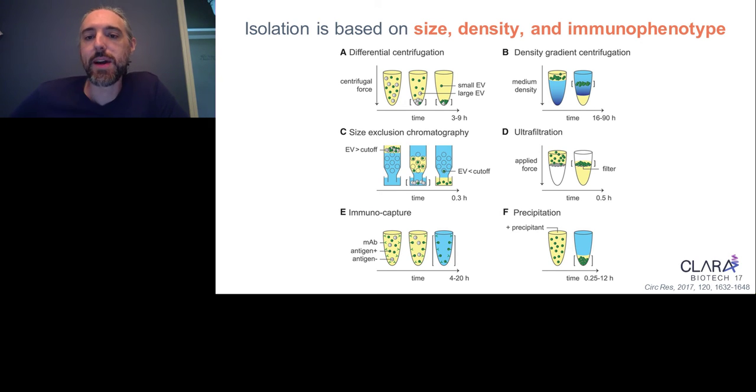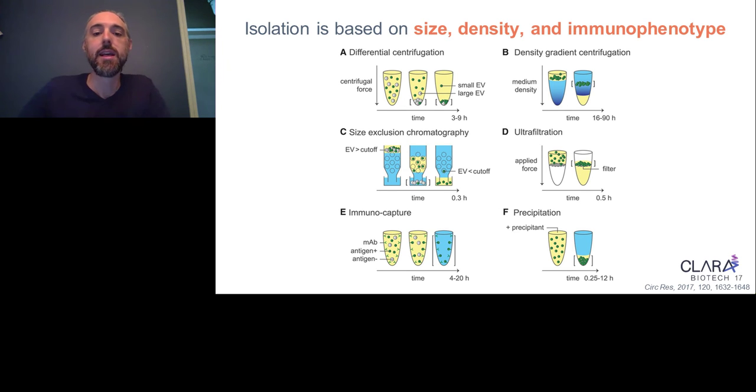In the top, you have differential centrifugation and you have density gradient centrifugation. These are generally achieved via ultracentrifugation in a long and arduous isolation process. You can see the time scale in the graph here is 3 to 9 hours and up to 90 hours. We in practice have seen people doing up to 24 hours, and it takes a lot of work. It takes the specialized ultracentrifugation equipment and the expertise to process those.